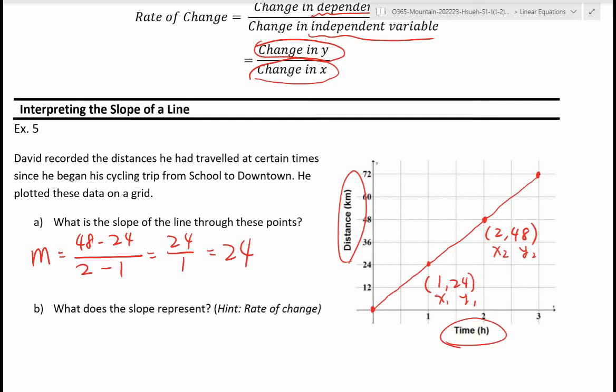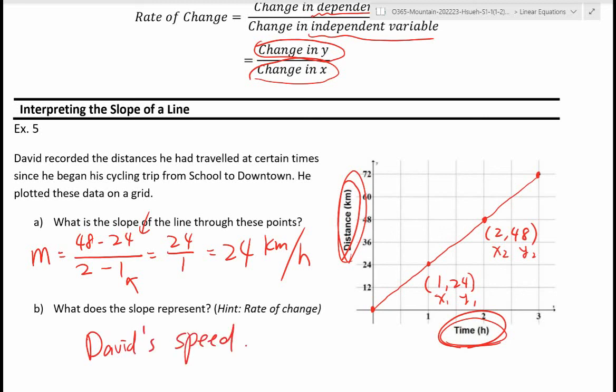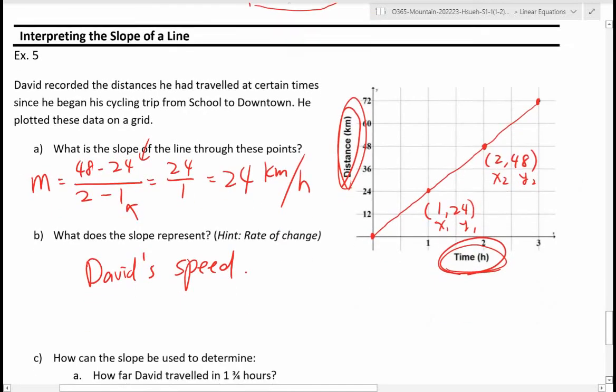Part B says, what does the slope represent? Hint, the rate of change. Well, remember when we do this, this is the change of y values, which takes the unit of kilometers, divided by, per, the change in x values, which takes the variable time. The unit for time here is hours. So it's 24 kilometers per hour. So what does it represent? It represents David's speed. That's his cycling speed, how fast he is cycling.